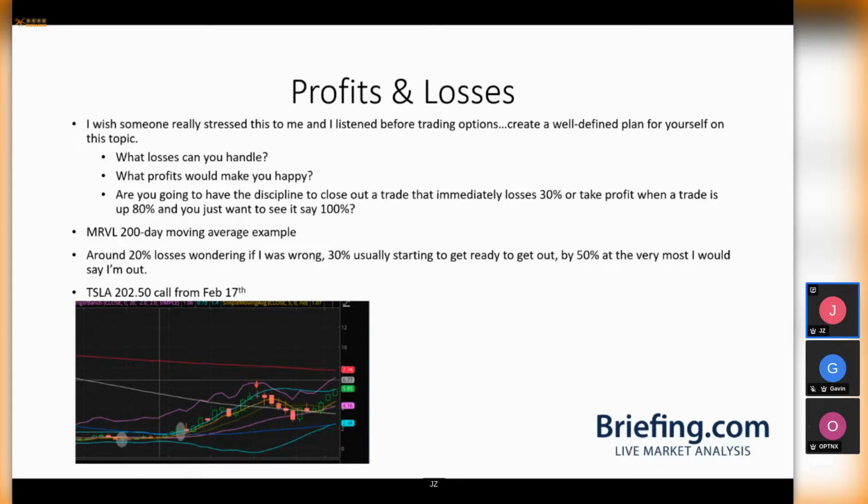Now, I do have a question regarding implied volatility. So this is baked into the options price. How often do you look at where the implied volatility is versus historical or an average basis?